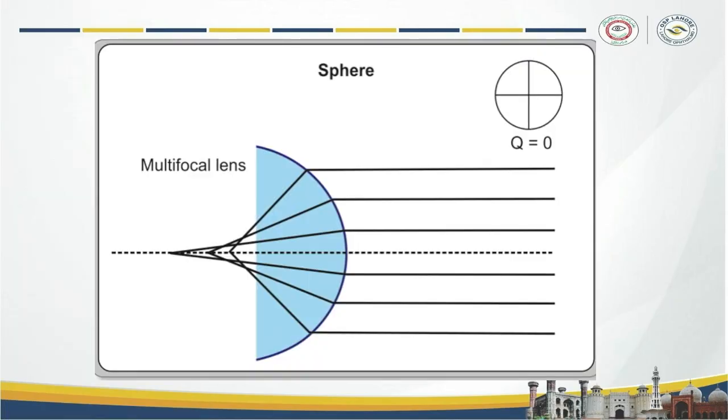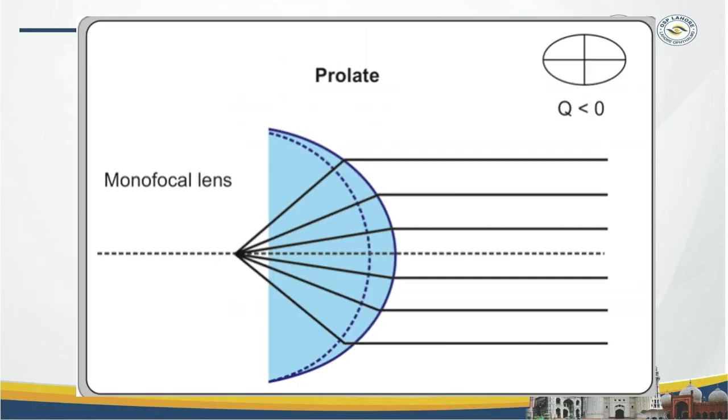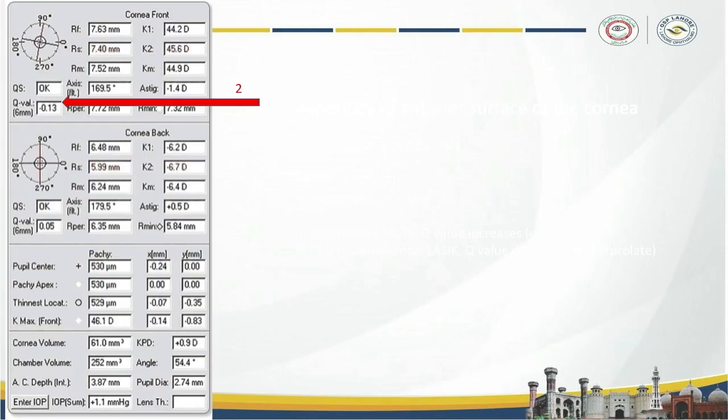This is an example of a spherical surface, which has a Q value of 0. This is wrong, actually: the Q value is greater than 0 in the case of oblate, and less than 0 in a prolate lens.